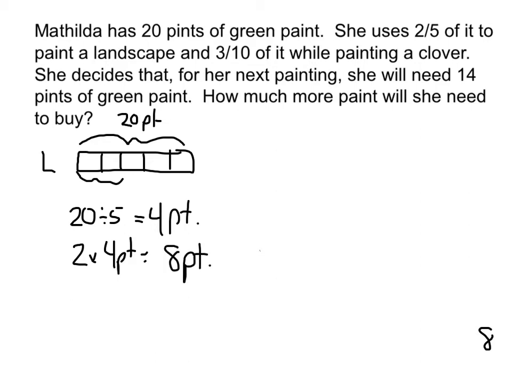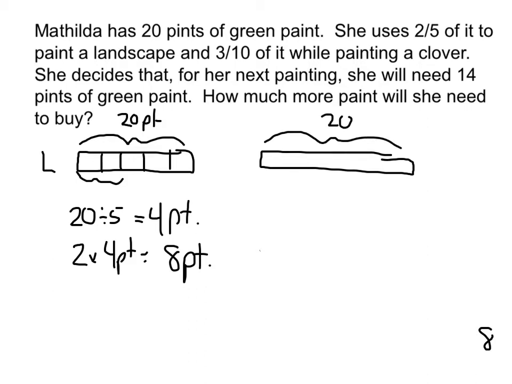That must be some painting because 8 pints is a gallon of paint. So it must be a mural or something. Next we need to figure out how much for the clover. So again, I can take my 20 pints and break that into tenths. And I know that I want 3 of them.